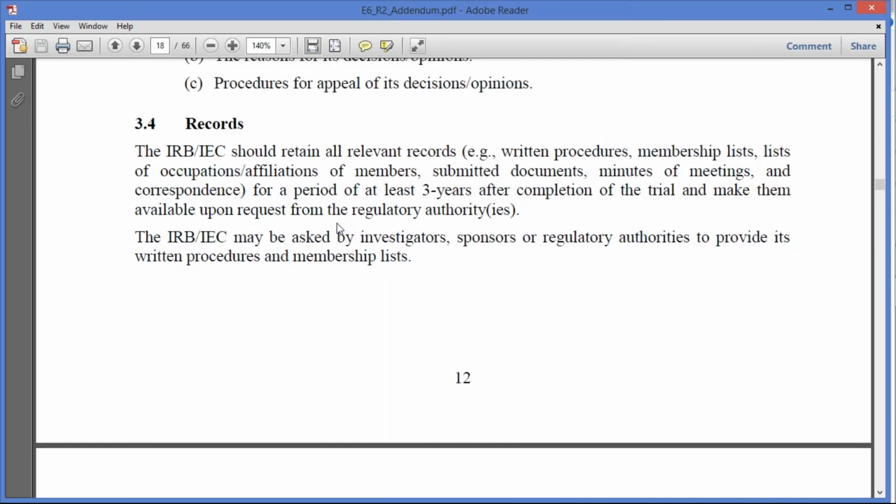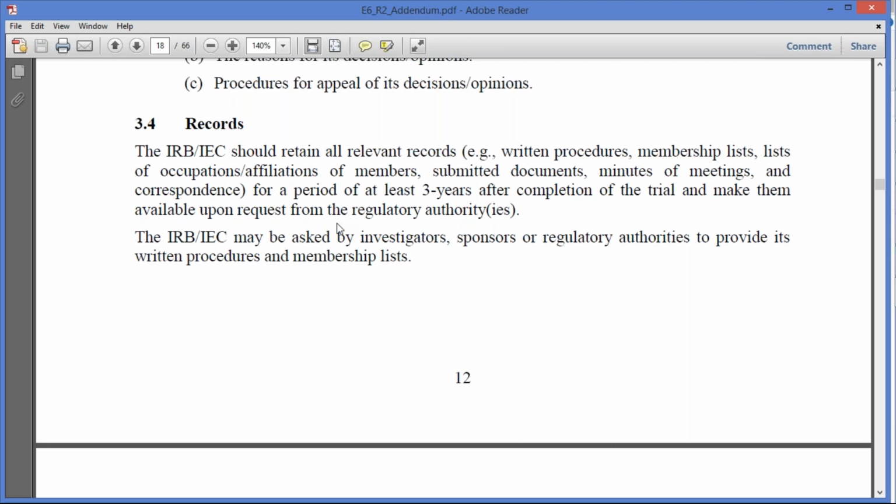Okay, records. IRB should retain all the relevant records: written procedures, membership list, submitted documents, and minutes of meetings, for a period of at least 3 years after completion of the trial. Make them available upon request from the regulatory authorities.